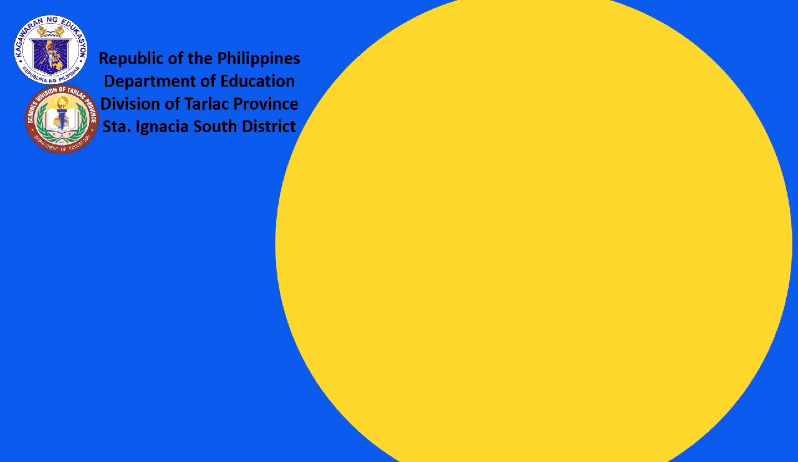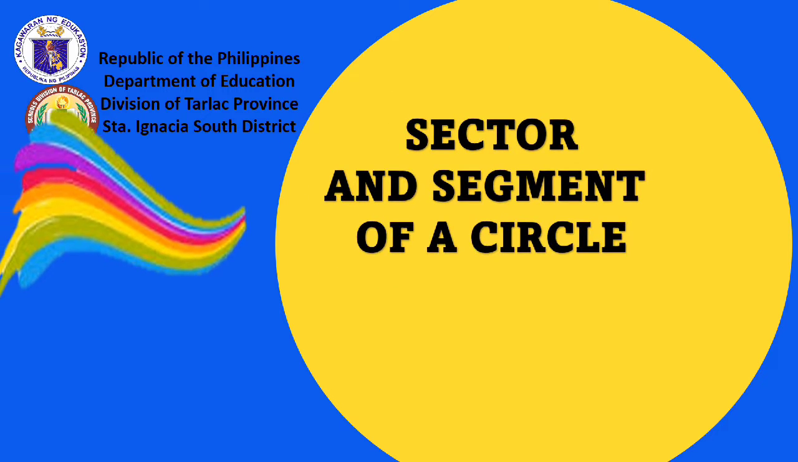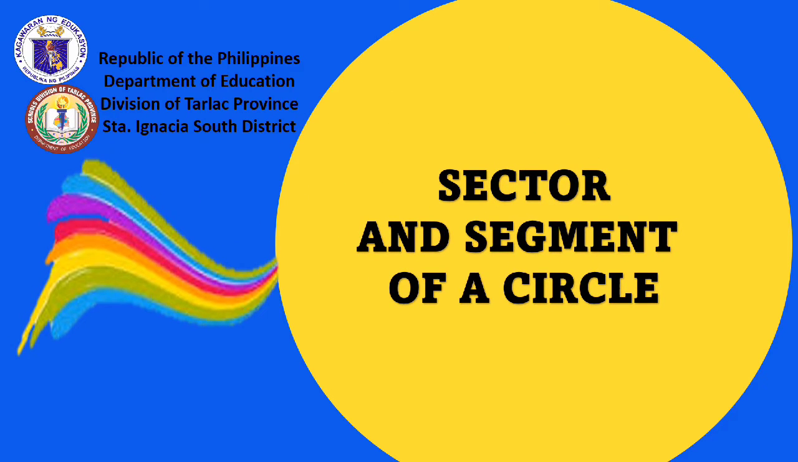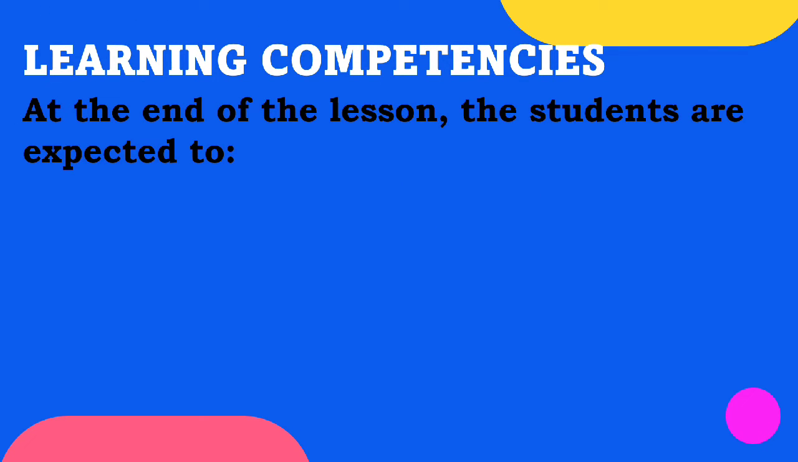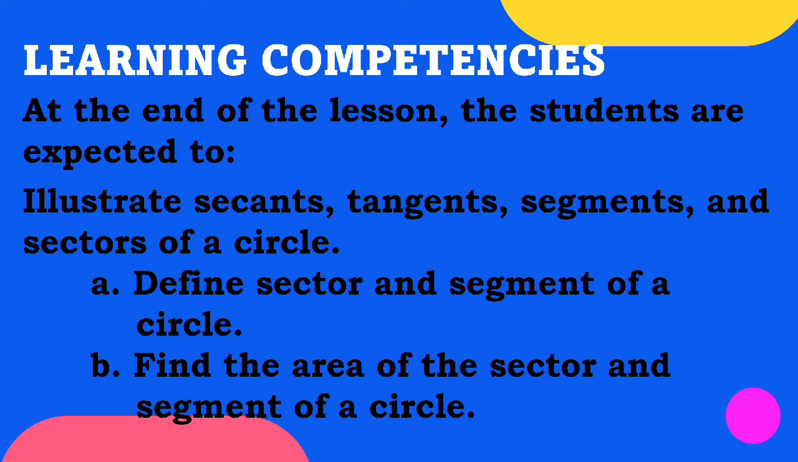Again, here's another journey of learning entitled Sector and Segment of a Circle. At the end of the lesson, the students are expected to illustrate secants, tangents, segments, and sectors of a circle. Let us subdivide this objective. Letter A, define sector and segment of a circle. Letter B, find the area of the sector and segment of a circle.